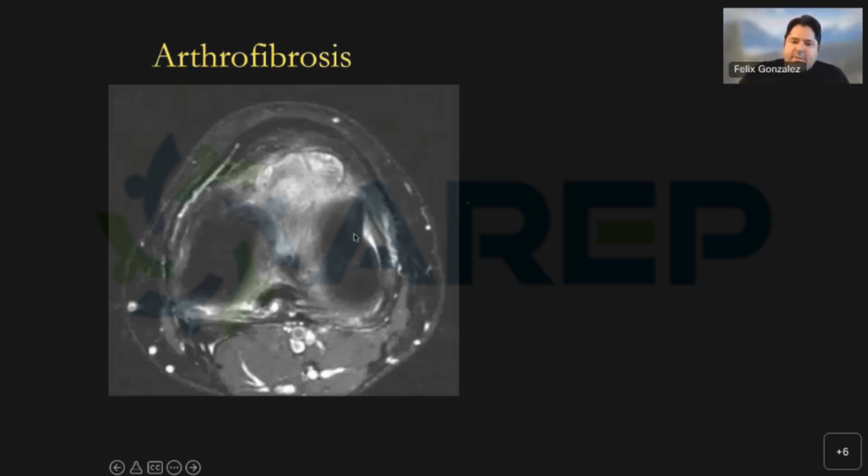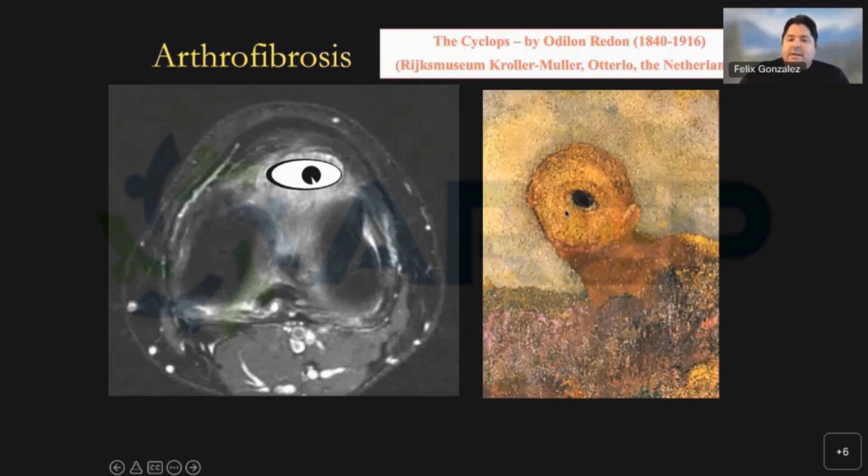Large cyclops lesion here, look huge, right? And then here's another recess here, nearly occupying the entire space. This patient presented with very limited extension of the knee, and the cyclops lesion dates back to the painting by Redon in the 1900s.